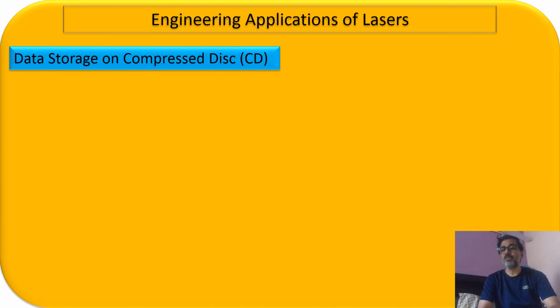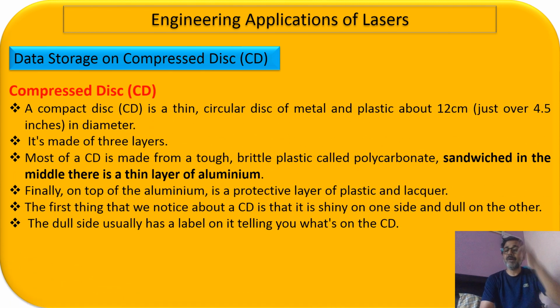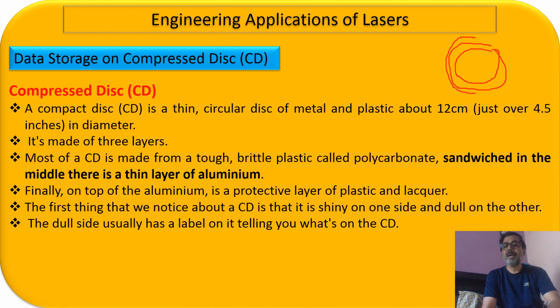Before I go into how to record the data on the CD, first let us see briefly the structure of the CD. What is the structure of the CD? The CD will have three parts. Let us suppose this is your CD. It will have three layers. This is the outermost layer, and this outermost layer will be plastic. In between there is another layer that will be of metal, and again there will be an outermost layer of plastic.